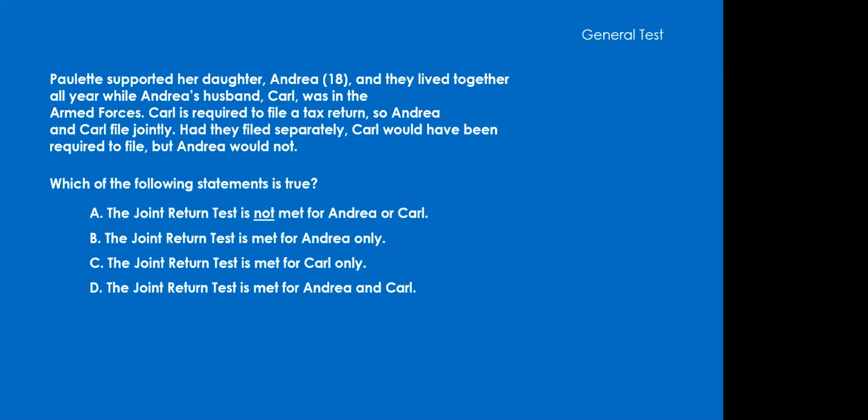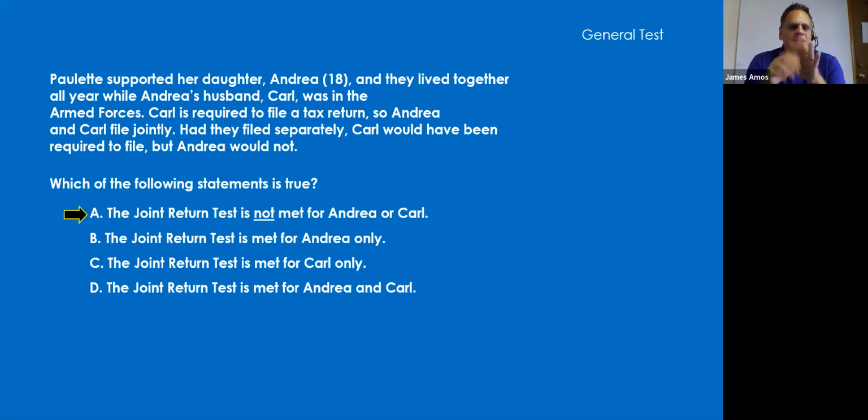The joint return test is met for Andrea only. B. Oh, yeah, that's okay. It's okay. This is a little tricky. The reason is, here's the key here, Carl. By the way, I didn't create these questions. These are coming out of one of our books, not one of our basic tax prep books.